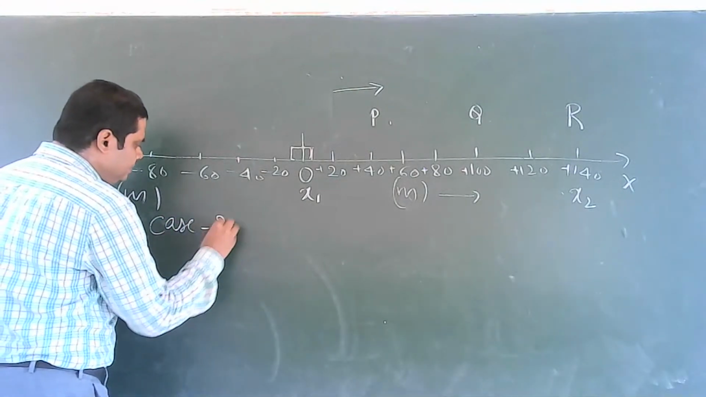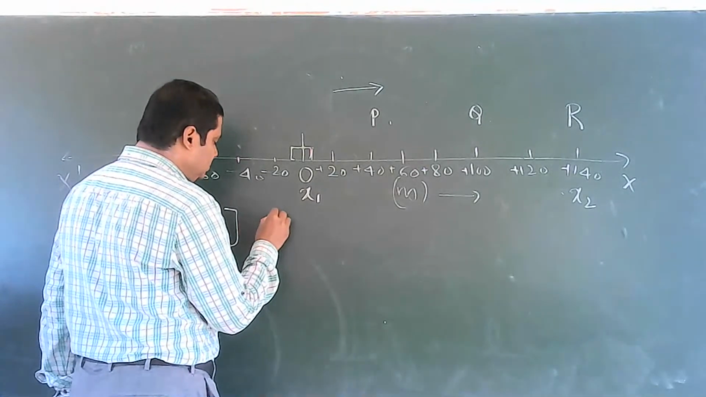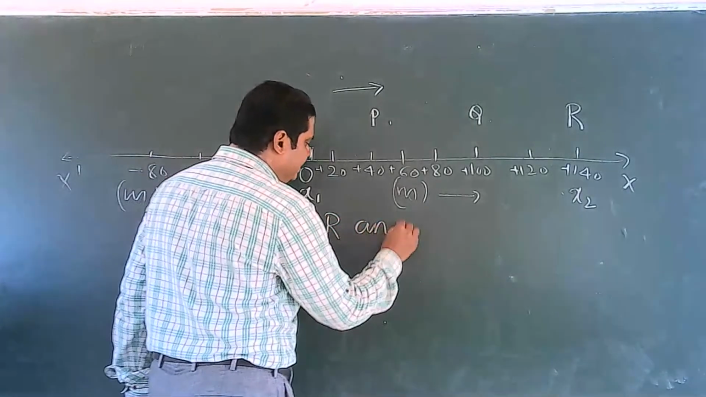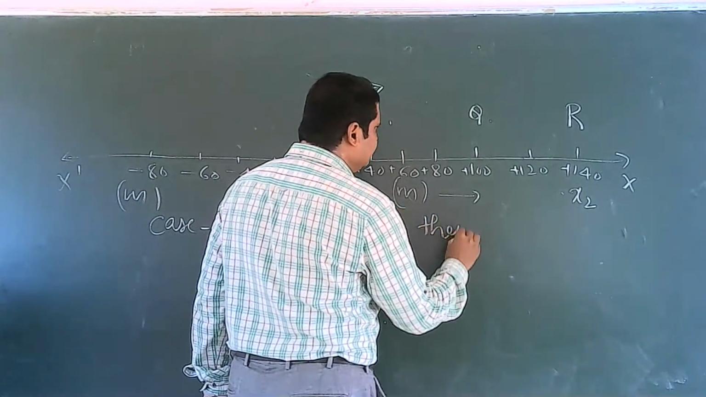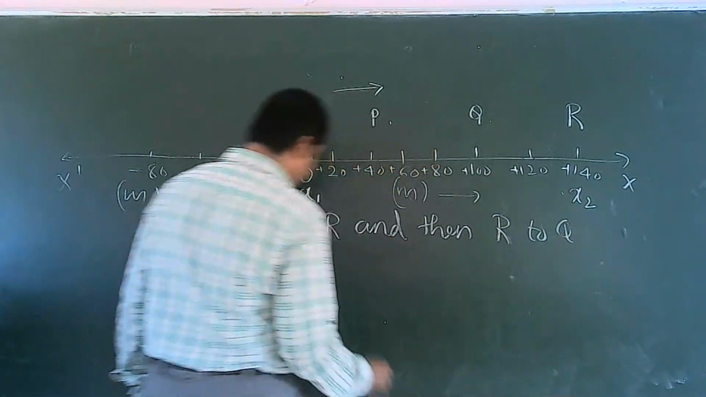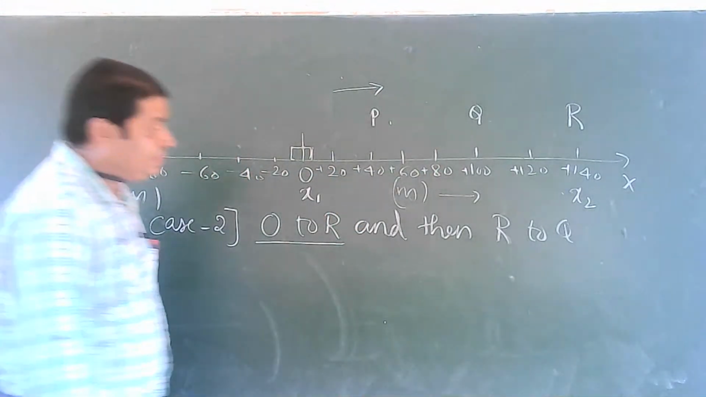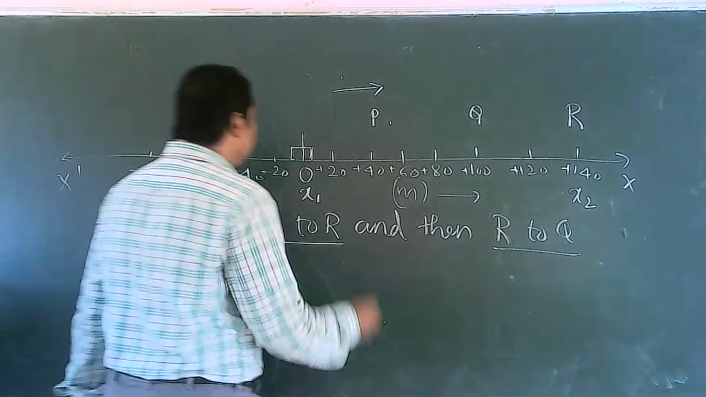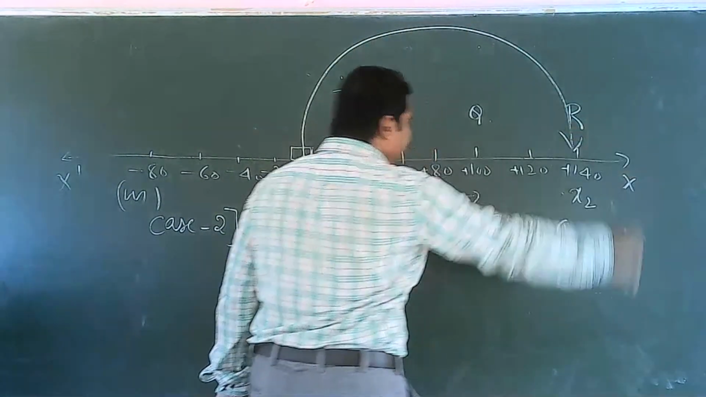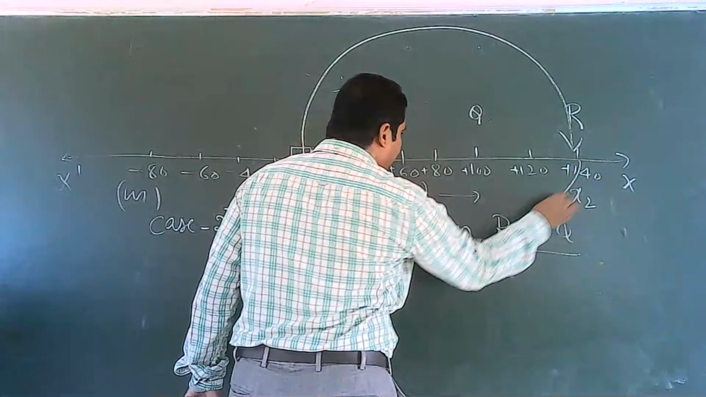Case 2. Your object will now move from O to R first and then R to Q. See, your object will move from O to R first, and then R to Q.